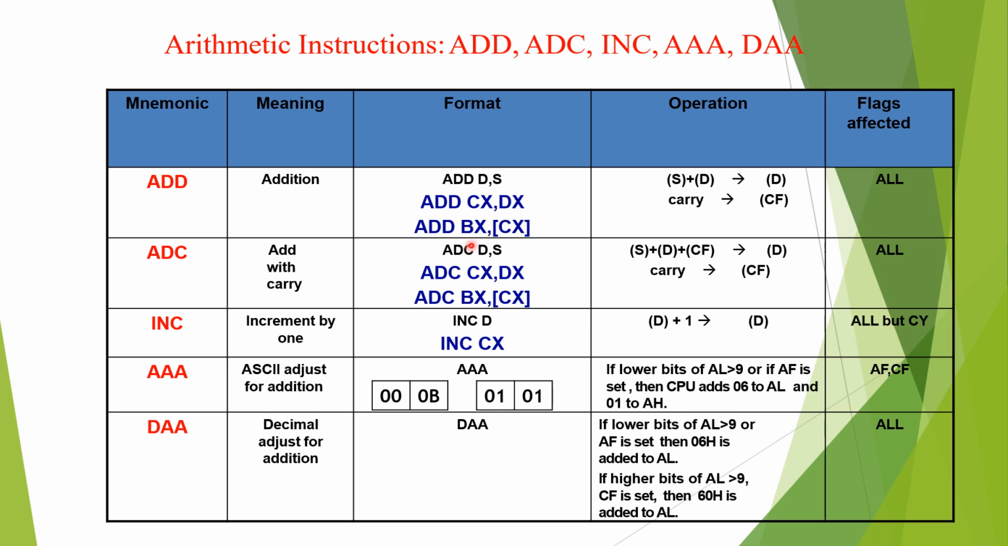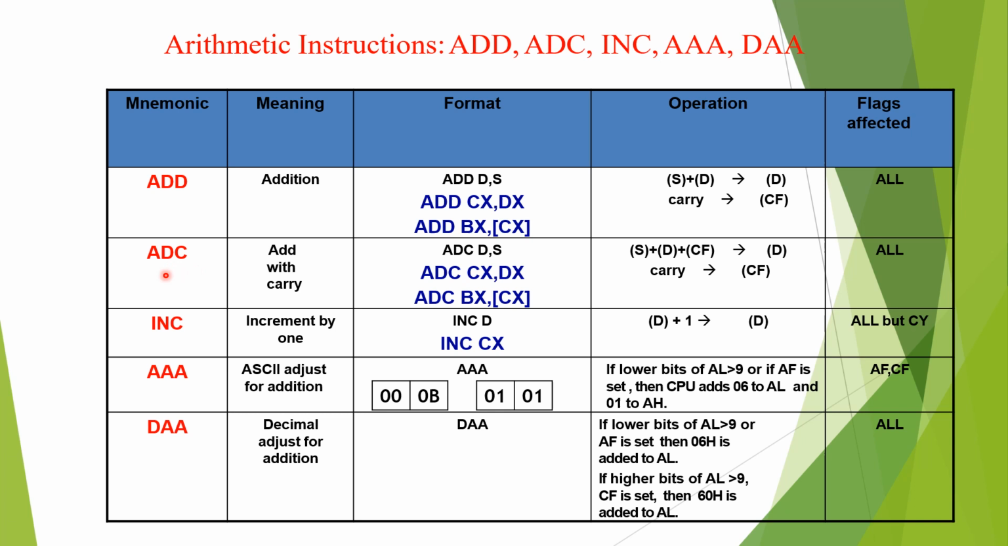And similarly add bx comma cx implies cx contains the memory location, and in that memory some content will be present, and that content will be added to the content of the bx register and it is stored in bx. So you can see the operation. So source plus destination, that is stored in the destination. So here, based on the operation, carry flag is set or reset. If there is a carry at the output of this addition operation, that is modified. And all of the flags get affected once you execute this instruction.